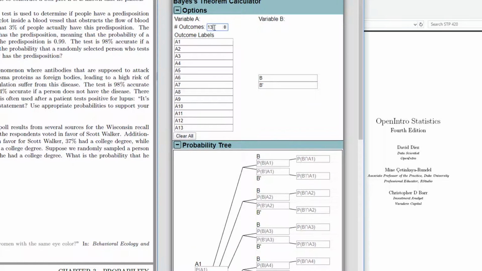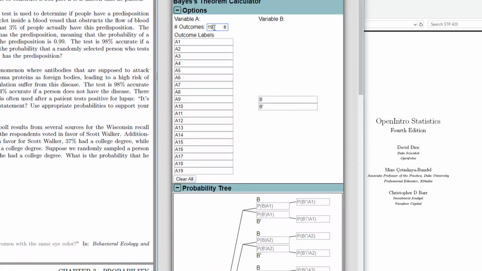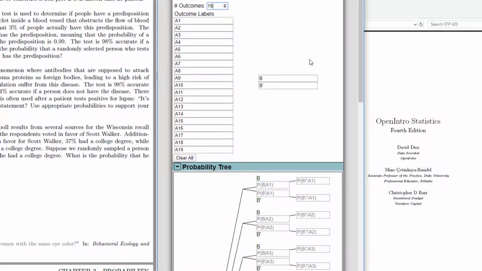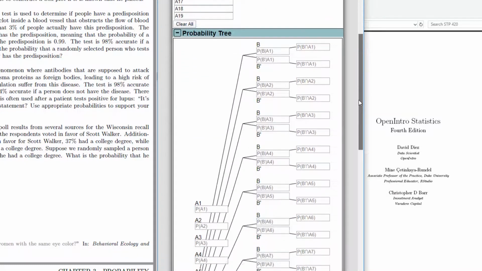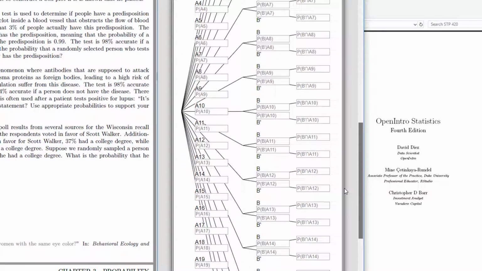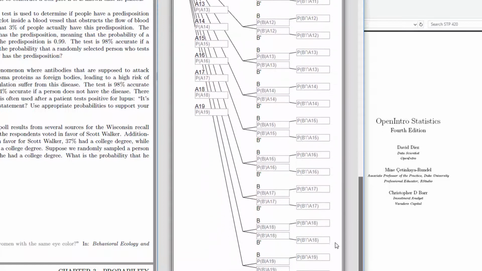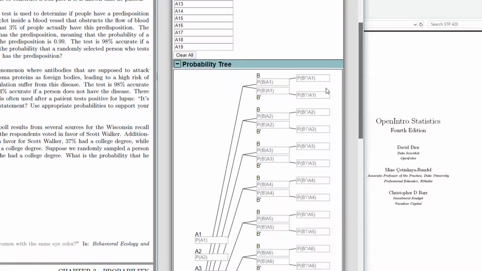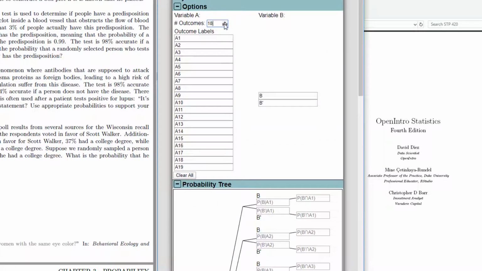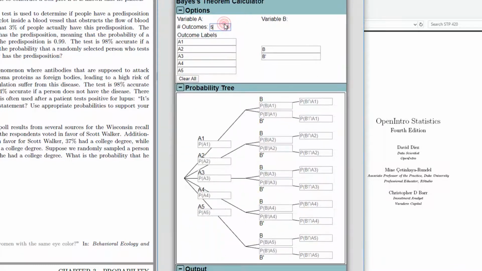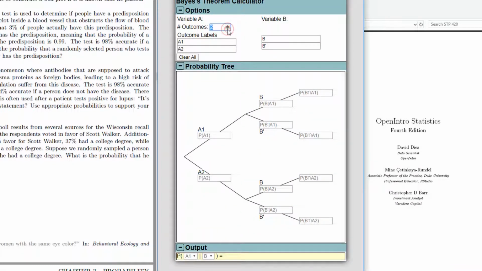So this would absolutely never happen in an intro stats course, but if you happen to have 19 different outcomes for your first variable, you can build that tree, although that will never happen. And that is the Bayes' theorem calculator.